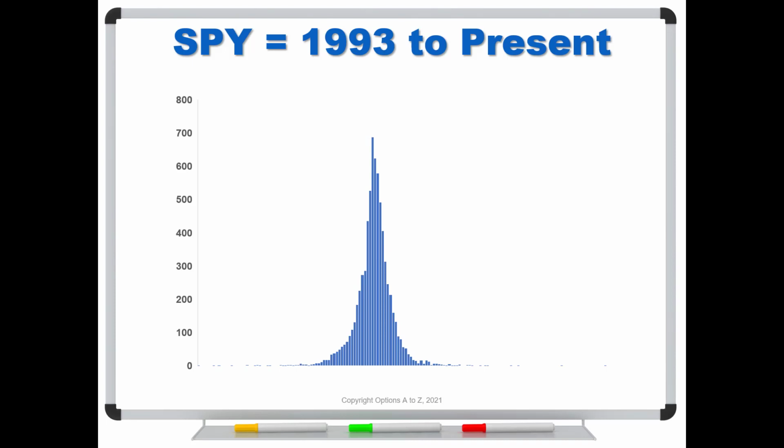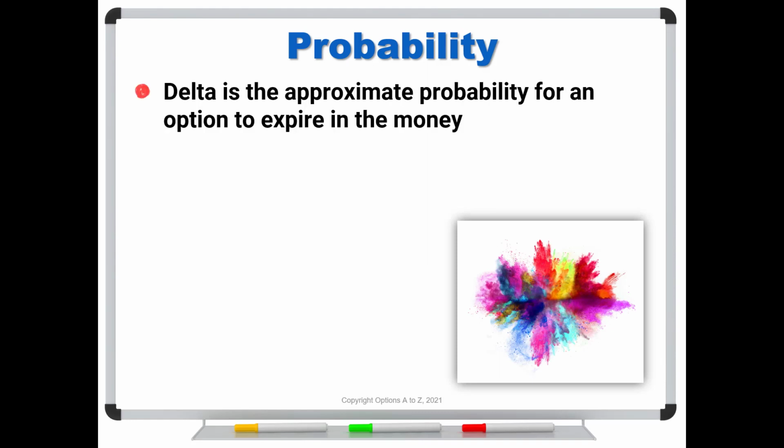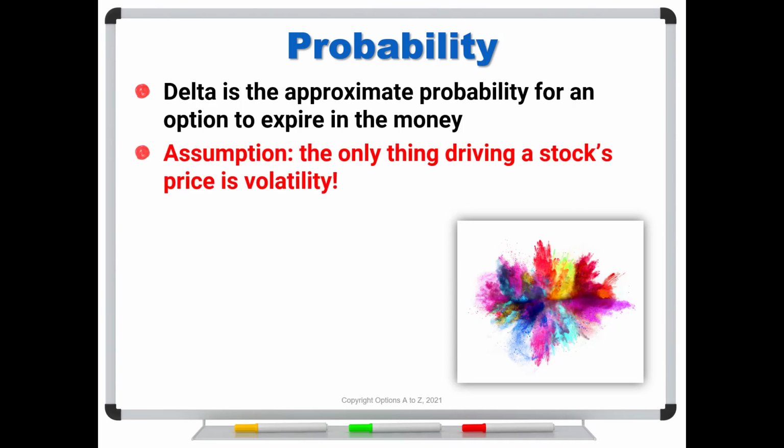Now, that doesn't mean this is completely useless. In fact, it gives us some very good insights. But the main thing that you have to be aware of is to always remember this definition of probability. Yes, delta is the approximate probability for an option to expire in the money. That's true, but it's based on a very strong assumption, and that is that the only thing driving a stock's price is volatility. If you base all of your strategy calculations and potential profitability calculations solely on the probability of delta, you're going to find out the hard way it's not a good assumption. So if you're going to use delta, that's fine.